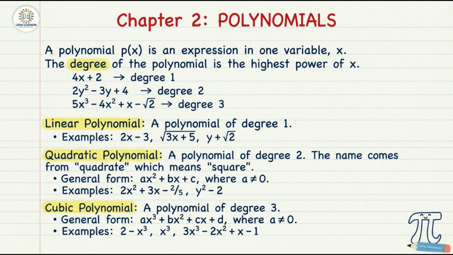These are quadratic polynomials. Next, cubic polynomial. What is a cubic polynomial? A polynomial of degree 3. General form is ax cubed plus bx square plus cx plus d, where a is not equal to 0. Examples: 2 minus x cubed, x cubed, 3x cubed minus 2x square plus x minus 1. These are cubic polynomials.